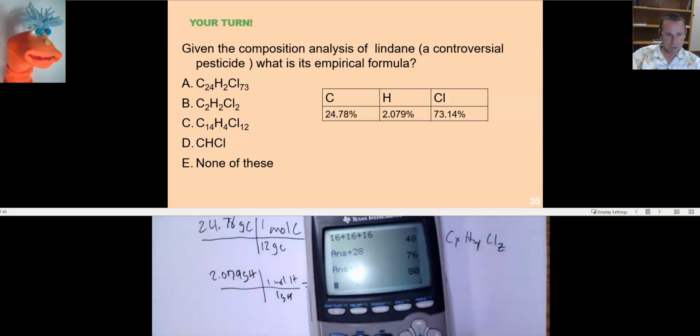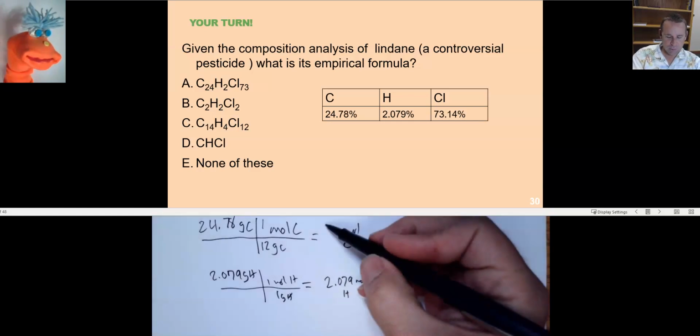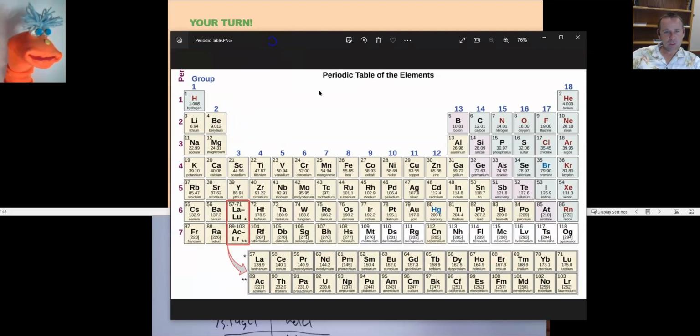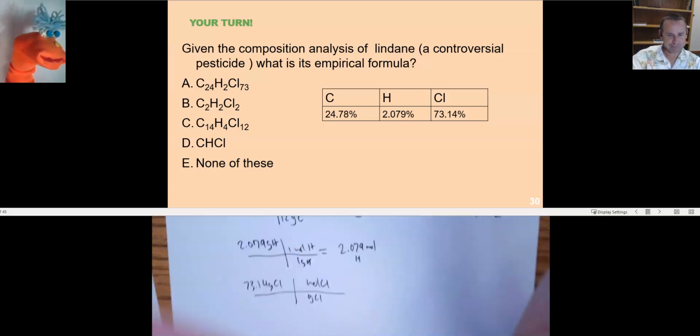For carbon, 24.78 moles of carbon. Does that sound like it's going to be 12, 2? A little bit more than two. 24.78 divided by 12 is 2.065, or 2.07. And the chlorine, what do we do for the chlorine? 73.14 grams of chlorine, and I go from grams of chlorine to moles of chlorine. Is that 35.4? It's 35.45 grams of chlorine for every mole of chlorine.